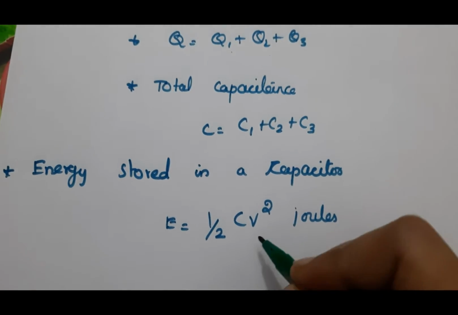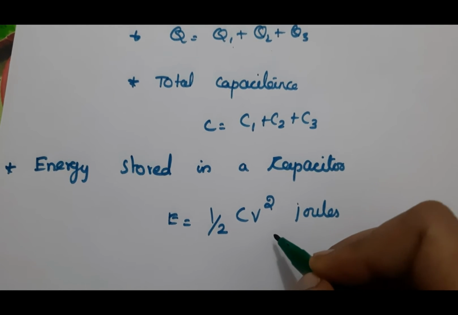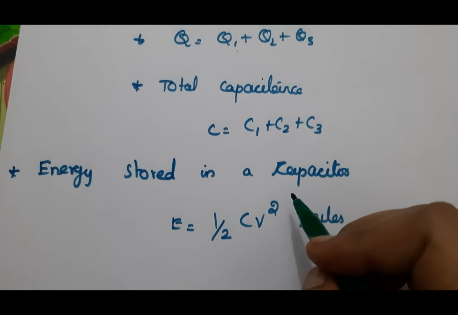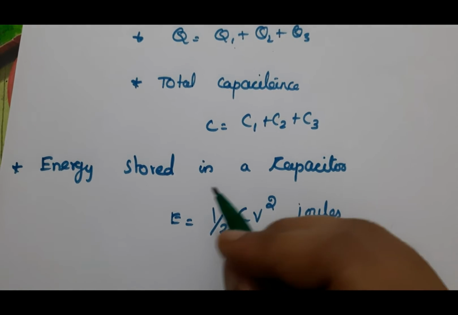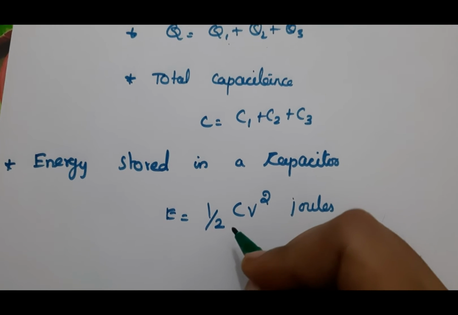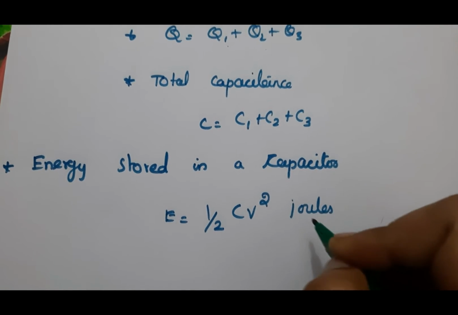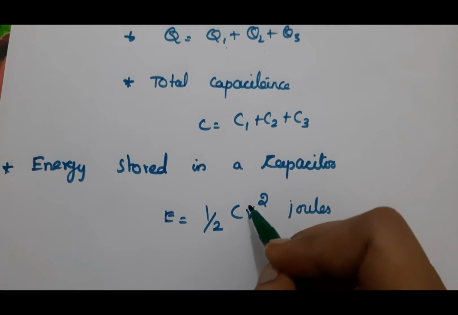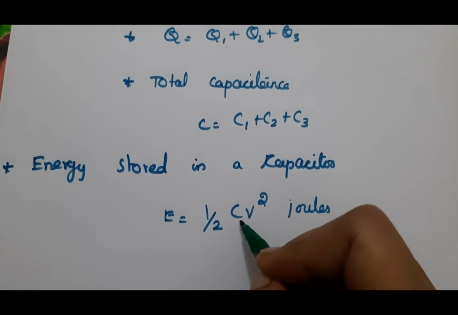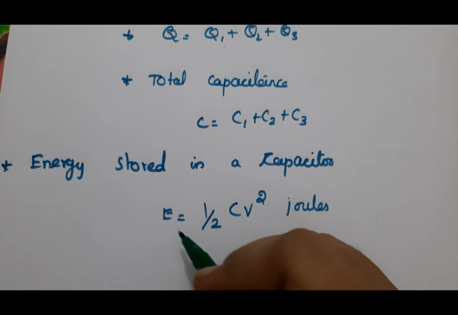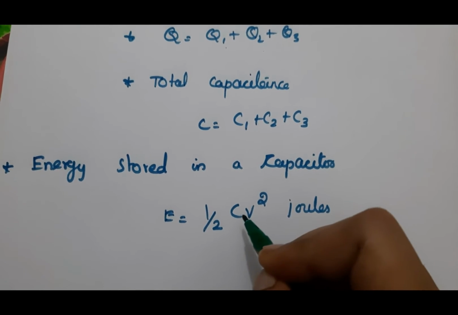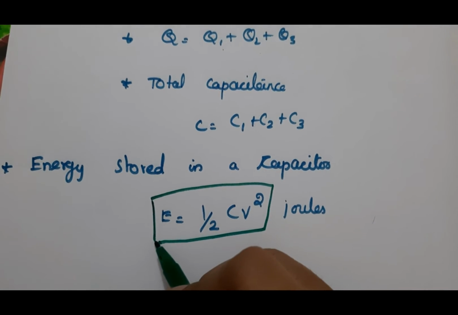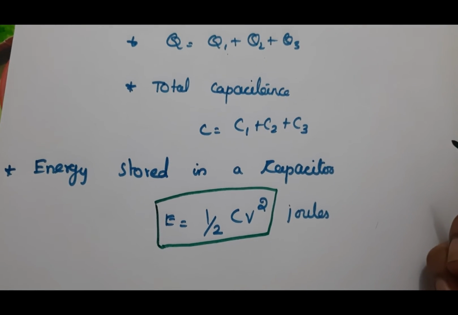Next, this is also a very important equation, and we can expect questions from it. This is the energy stored in a capacitor. The energy stored in a capacitor is E equal to 1 by 2 C V square joules, where C is the capacitance and V is the potential difference. This is a very important equation, and we can expect questions using it.